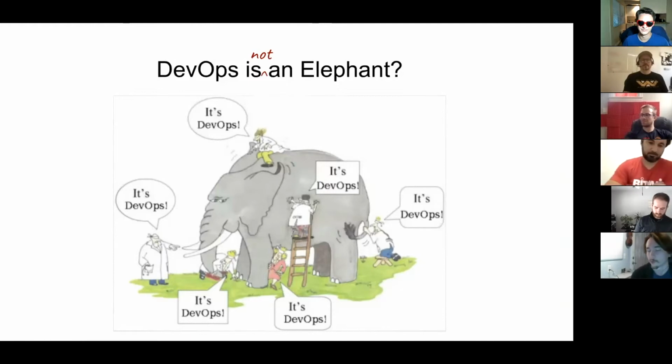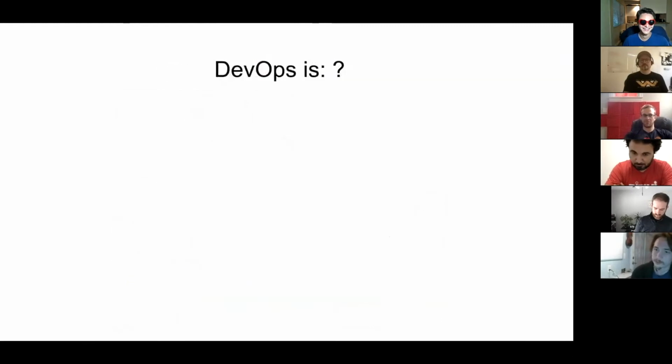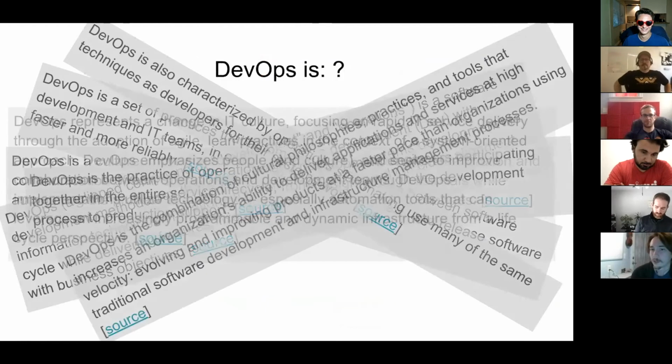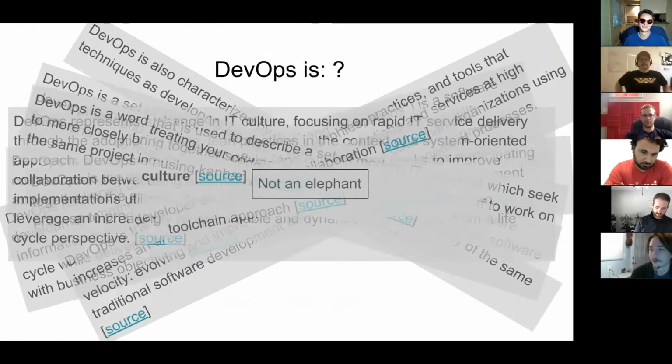Maybe there's a bulletin board or something. So there you go. There's a somewhat absurd definition for DevOps to toss onto the pile of many, many definitions of DevOps. It's not an elephant.